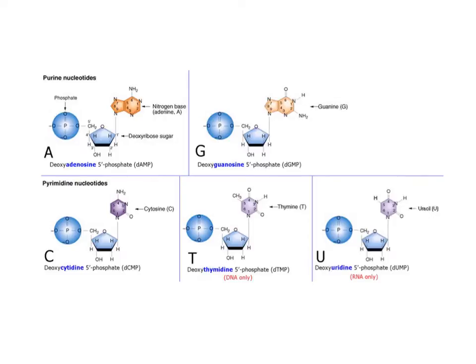Now you'll notice also that the phosphate is here, PO4, right? And the sugar is here, the ribose, the deoxyribose. Notice the second carbon, there's no oxygen. There's no oxygen on any of these because this is DNA.